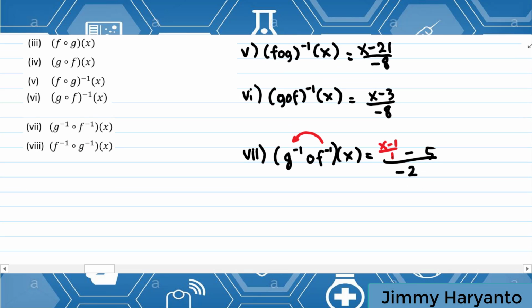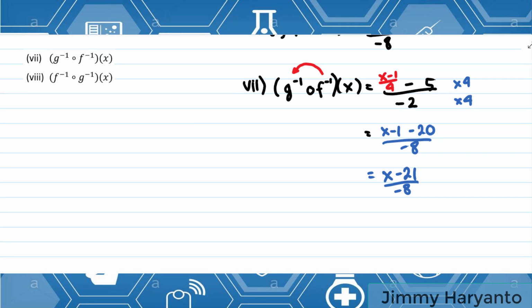So f is x minus 1 over 4 equals to, we can times it by 4 for the numerator and denominator to eliminate the 4, ya. X minus 1 minus 20 over negative 8. So the answer will be x minus 21 over negative 8.